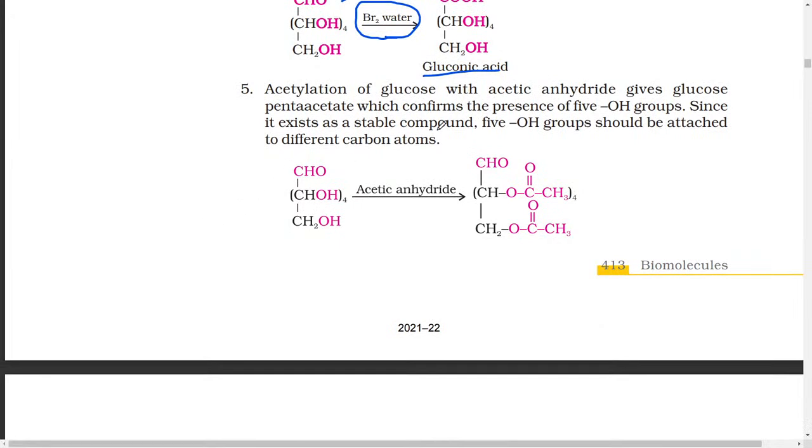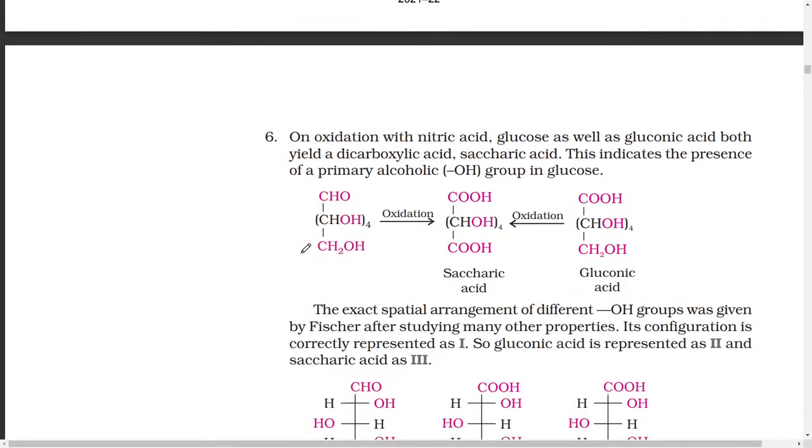Acetylation of glucose with acetic anhydride gives glucose pentaacetate, which confirms the presence of five OH groups. Since it exists as a stable compound, the five OH groups should be attached to different carbon atoms. C6H12O6 on reaction with acetic anhydride gives this compound, which shows that it contains five OH groups.